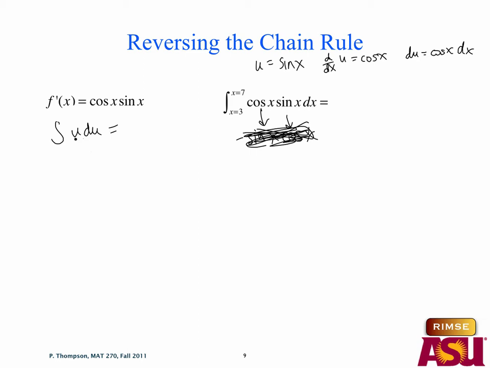So what's an antiderivative of u? Oh, no, an antiderivative of u. Antiderivative, right? U squared over 2 plus c. Okay, but I started out in terms of x. So that means that this thing should be u was sine of x. So sine of x squared over 2 plus c. And then evaluated from x equals 3 to x equals 7.